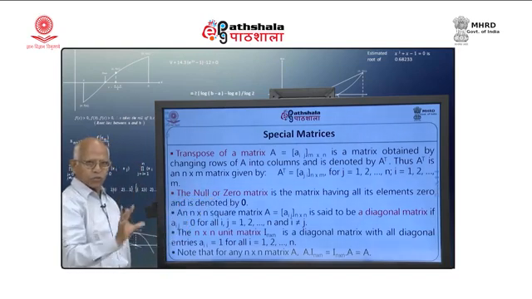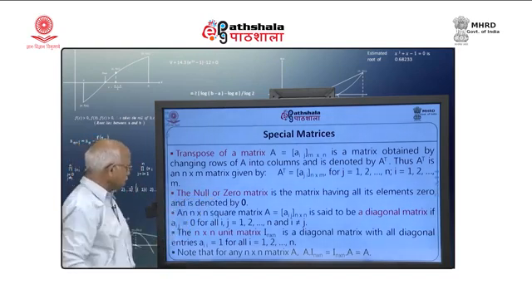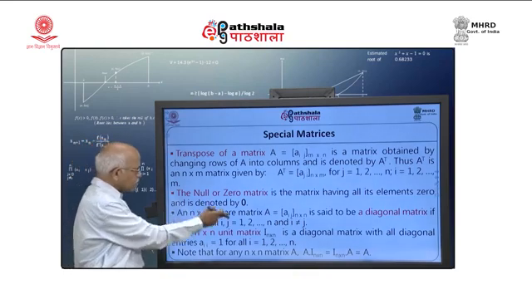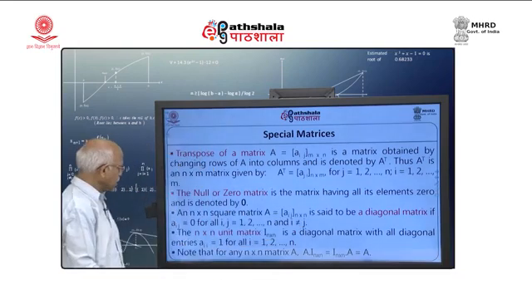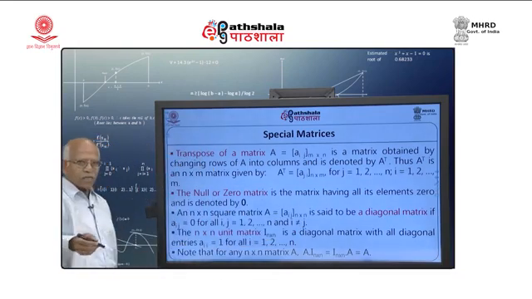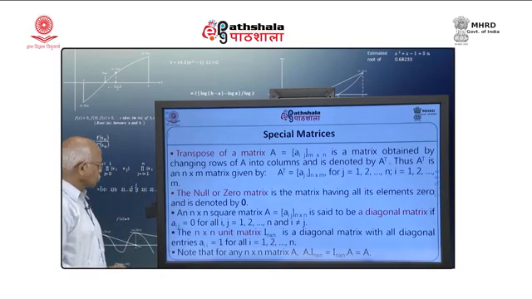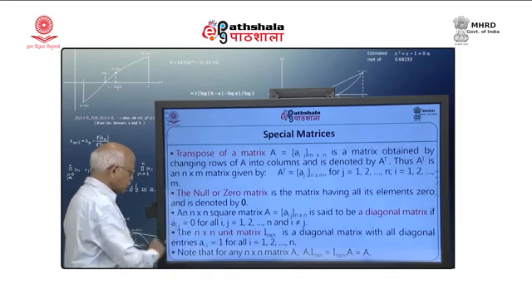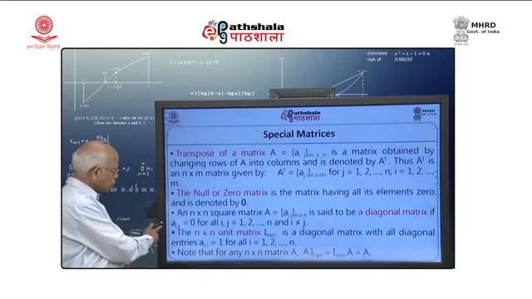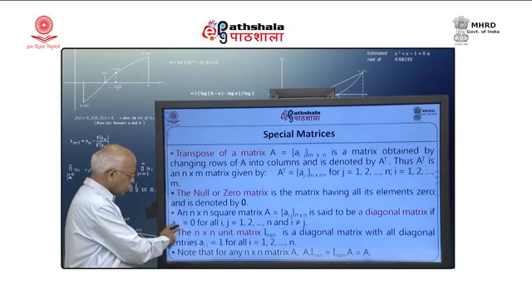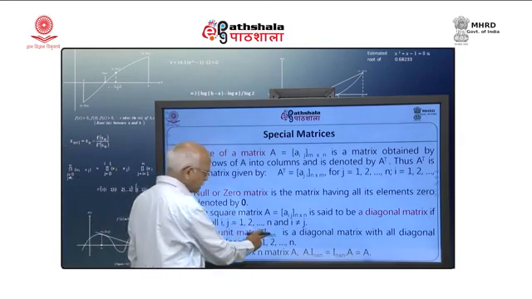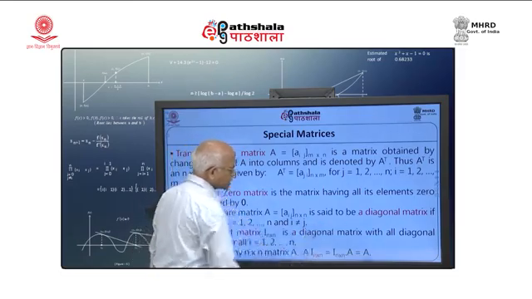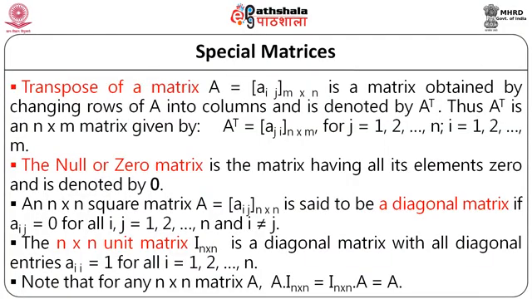So, if I get 0 0 0 everywhere, I will get the 0 matrix. An n cross n square matrix A is said to be a diagonal matrix if except for the diagonal elements, all elements are 0. And if I want to define the n cross n unit matrix, I will do it as I n cross n, a diagonal matrix with all diagonal entries as 1.